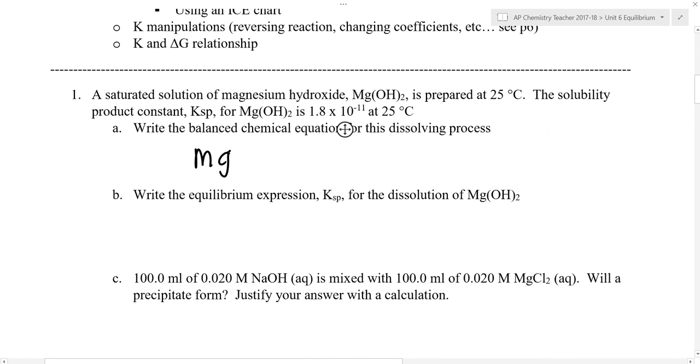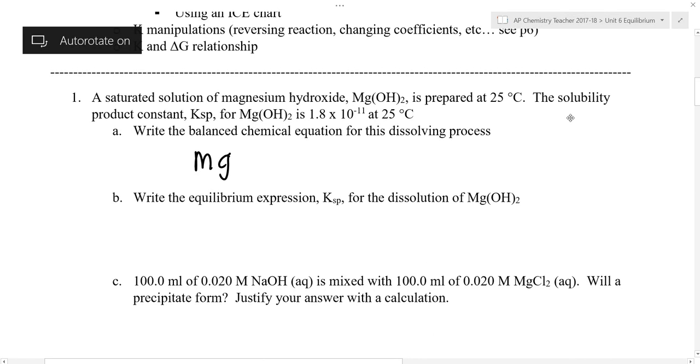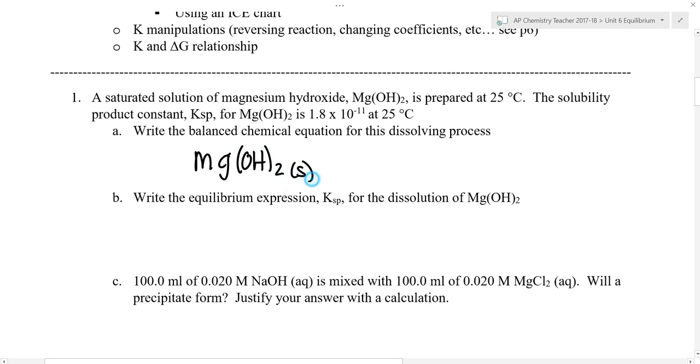The first question is asking me to write the chemical equation for the dissolving of magnesium hydroxide. So I'm going to start out with solid magnesium hydroxide. All these KSP problems will look very similar: a solid ionic compound on the left. It is going to dissolve, and when ionic compounds dissolve, they split apart into ions. So it's going to make the magnesium ion and two hydroxide ions.